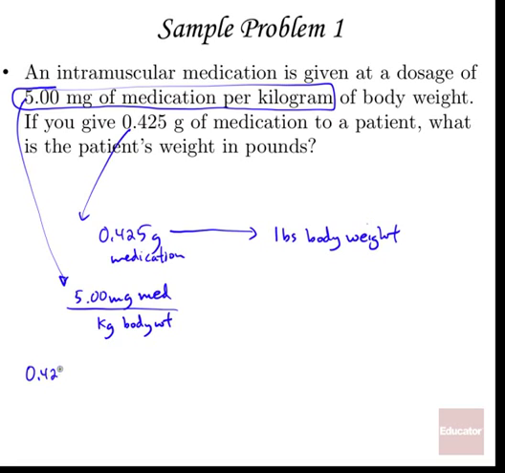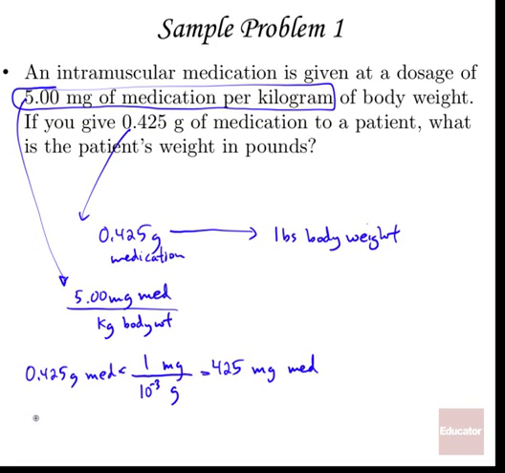So 0.425 grams of medication times something over something is going to give us our answer in units of milligrams of medication. Okay, so milligrams goes upstairs and g goes downstairs. When we look up the prefix for milli, it's 10 to the negative 3. That goes with the prefixless unit on the bottom and then 1 on top. And that's going to give us milligrams of medication, which is going to be 425.